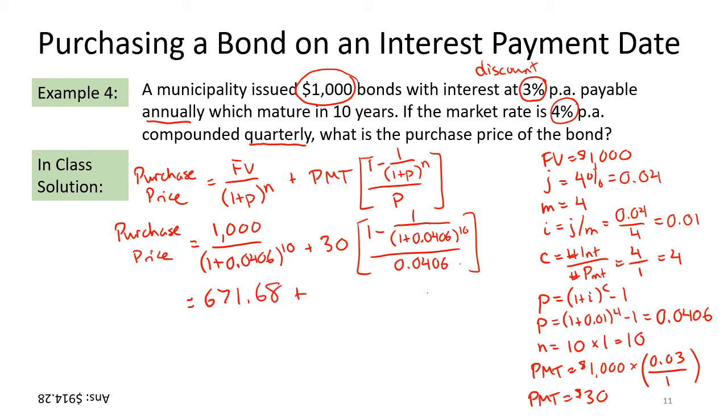You calculate each of these numbers out, we get a value of $671.68 plus $242.60. So adding those two up, you get a value of $914.28, which again is less than the face value of $1,000. So this is purchased at a discount. Okay, that again is a good check to make sure that you did these calculations correctly.